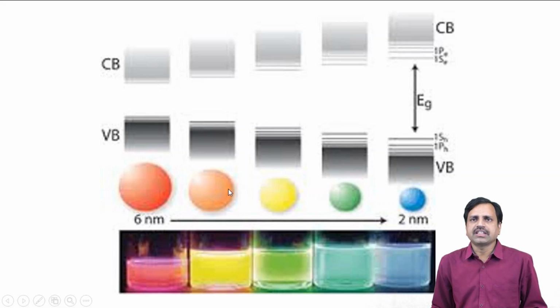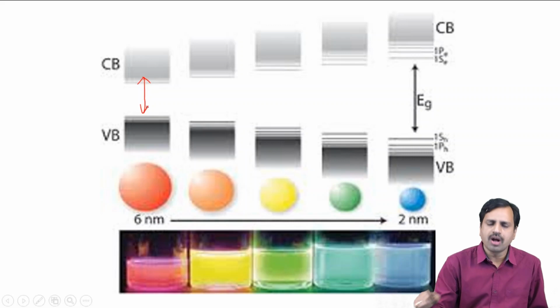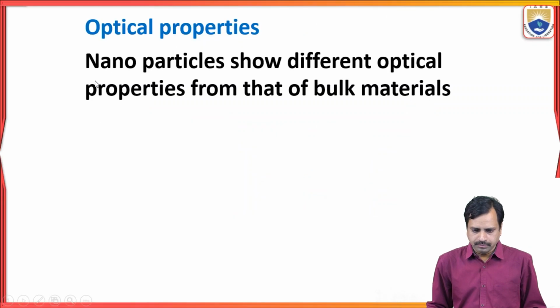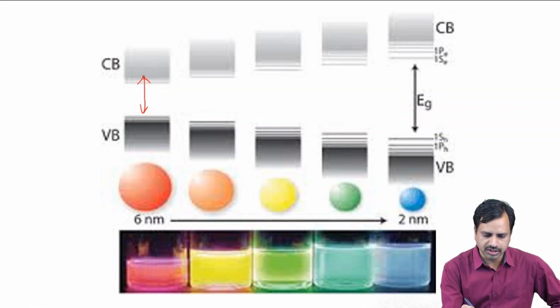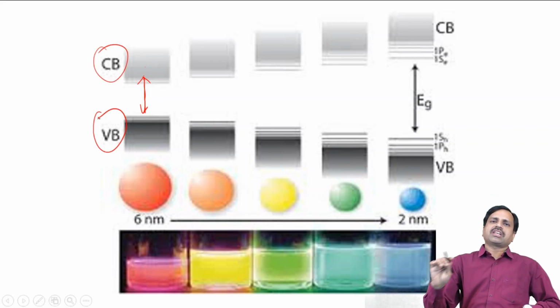This indicates that when the color of the nanoparticle changes, the conductivity of the particle also changes. We can see here the forbidden gap. This is called the forbidden gap, the energy gap, or the band gap. For the 6 nanometer material, we can see this is the band gap between the conduction band and valency band. What is a conduction band and valency band?